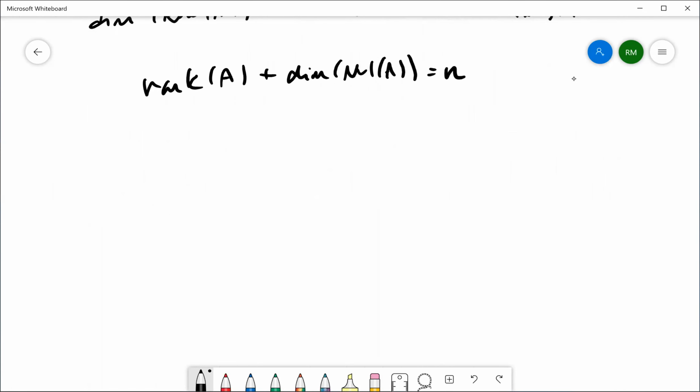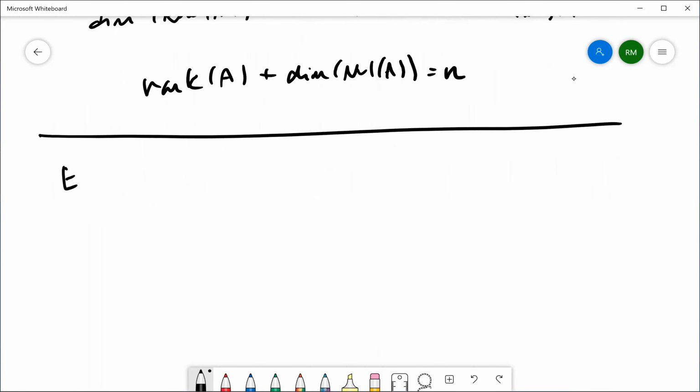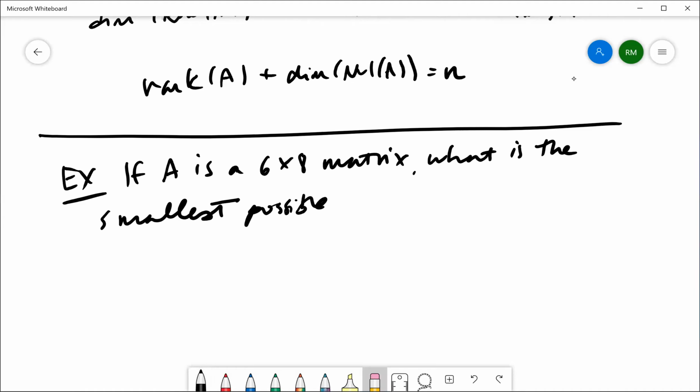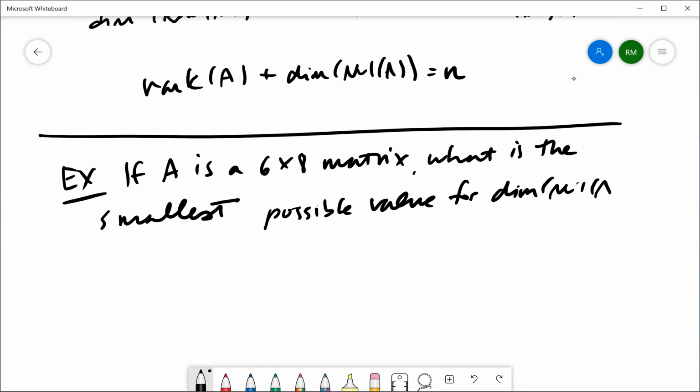So last but not least, I'll give you a couple examples to work at home. If A is a 6 by 8 matrix, what is the smallest possible value for the dimension of the null space?